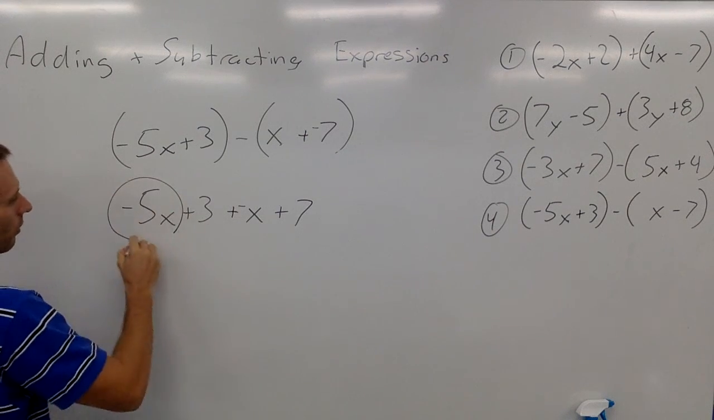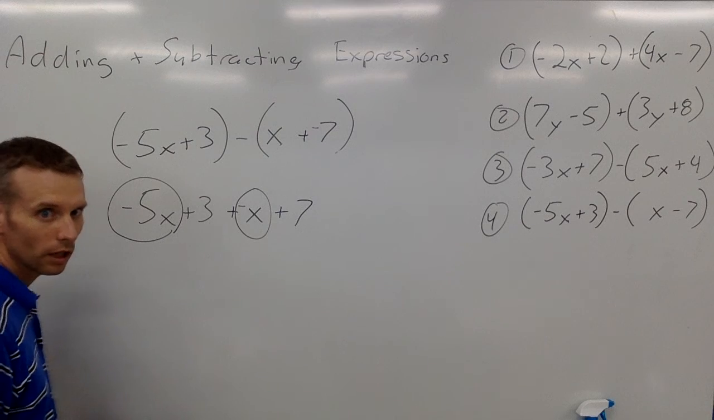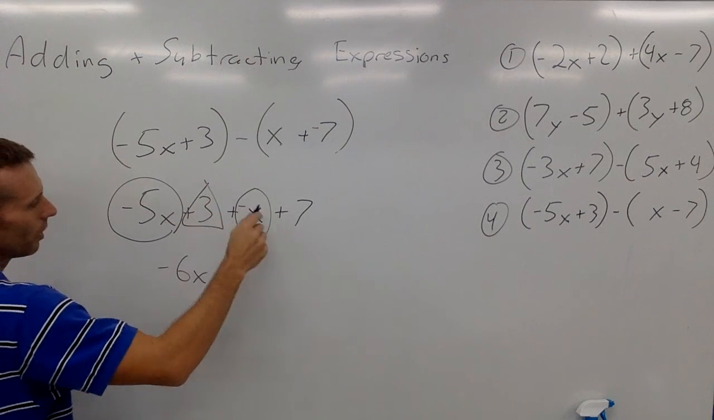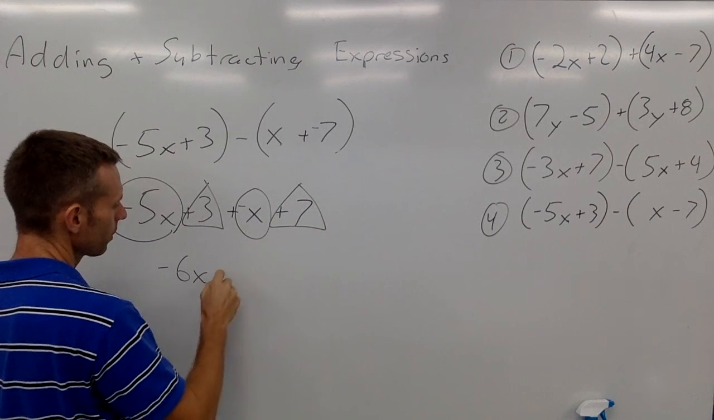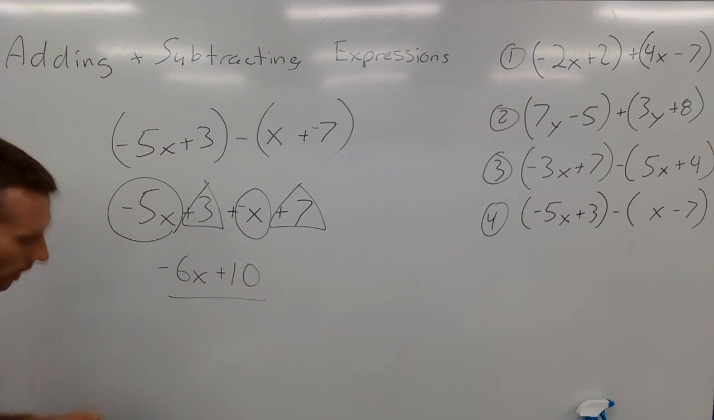So now we have a negative 5x. And we know this is, since there's nothing out here, a negative 1x, we get negative 6x. We have a plus 3 and a plus 7. That gives us a plus 10. Okay. That was a lot.